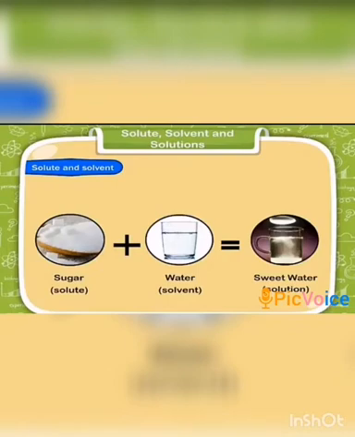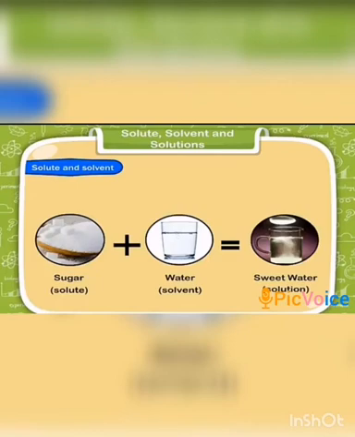Good morning. Welcome back to 4th Science online class. In previous class we learnt matter, states of matter and change of states of matter. Today we are going to learn solute, solvent and solution. Okay, first let us see what is solute, solvent and solution.